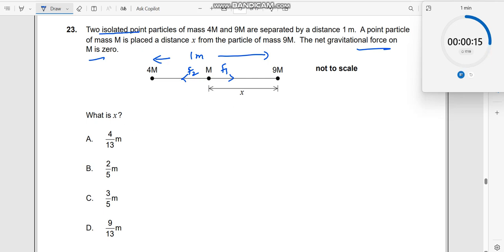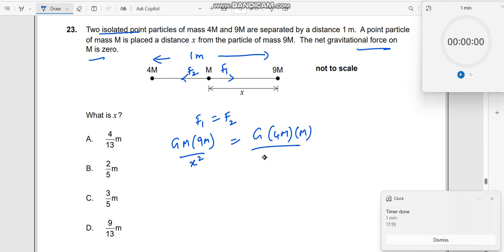Okay, what do we know? I already said to you that F1 is equal to F2, right? What is F1 now? You can write G M into 9m divided by x square, right? G m1 m2 by x square. And what is F2 here? It should be G into 4m into M divided by (1 minus x) the whole square, right?